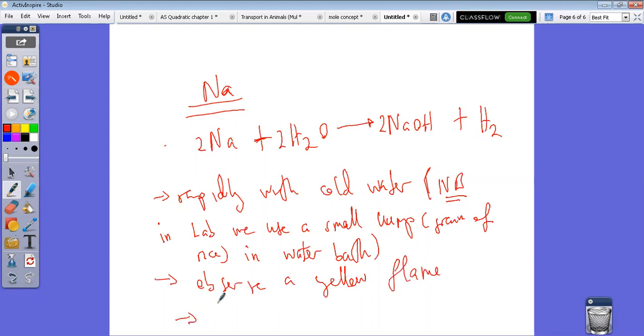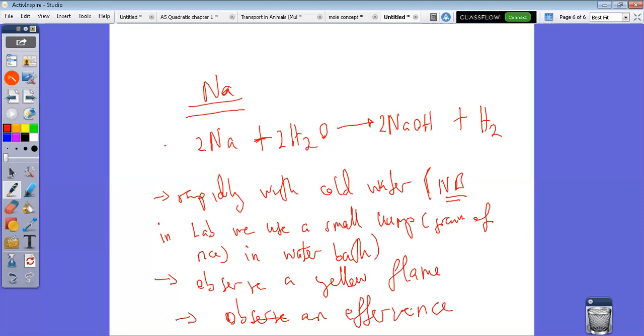Then obviously you observe an effervescence. We explained the same thing, huh? Because effervescence. So obviously you see more bubbles, huh, than the other one because it's more reactive. Clear?